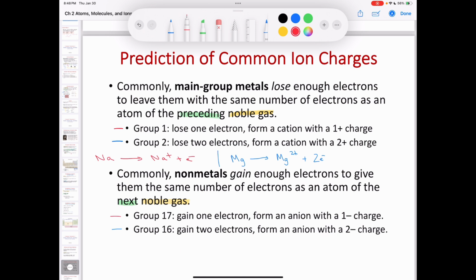Let's take a look at an example. Let's say we have fluorine. Fluorine has a total of 9 electrons, but if it gains 1 electron, it's going to become what we call a fluoride ion. It has a -1 charge, and now it has 10 electrons like neon. Let's take a look at something like oxygen. Oxygen has 8 electrons, and if it gains 2 electrons, it's going to have the same number of electrons as neon, and then it's going to have a 2- charge. So again, fluorine is in group 17 and likes to have a -1 charge, and oxygen is in group 16 and likes to have a -2 charge.